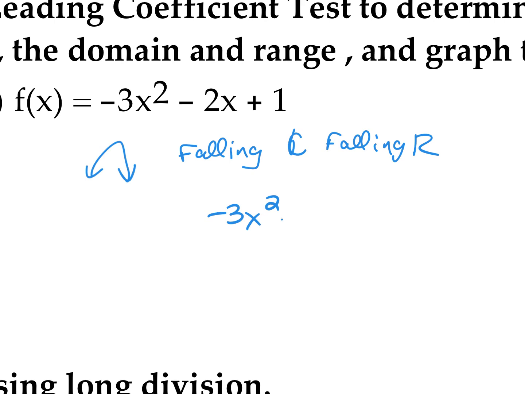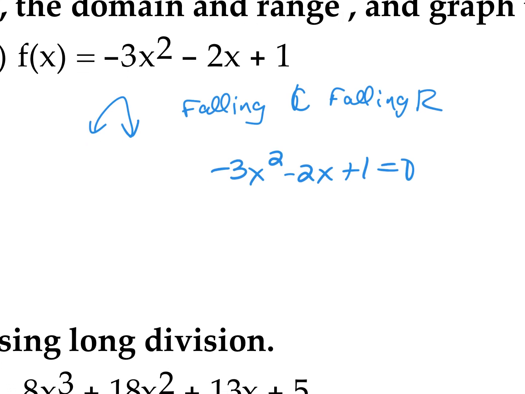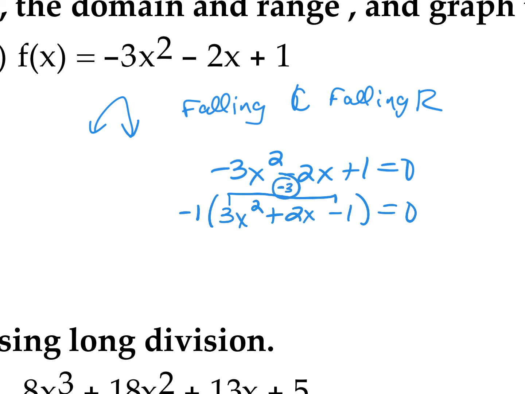I mean, if you guys were going to find the zeros, what would we do here? Negative 3x squared minus 2x plus 1 equals 0. To find the x-intercepts, how do we do this? Negative 1 we're going to bring out. I'm left with 3x squared plus 2x minus 1 equals 0. This is the kind of factoring that you guys are going to see. A times C, 3 times negative 1. What are the factors of negative 3 that multiply to give you negative 3, but add to give you a 2? Plus 3 and minus 1.